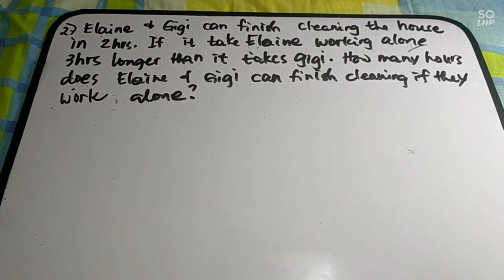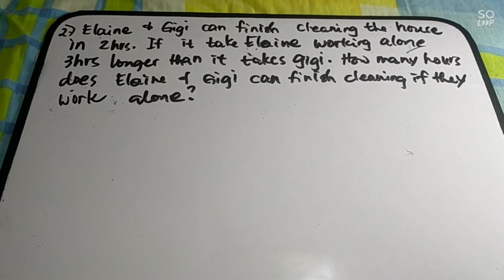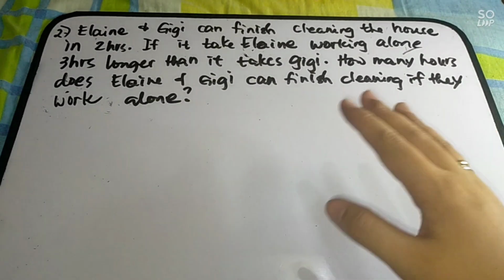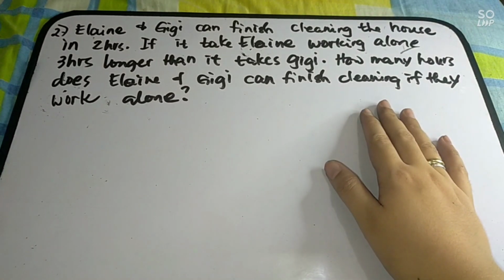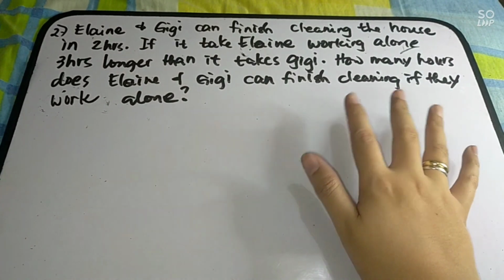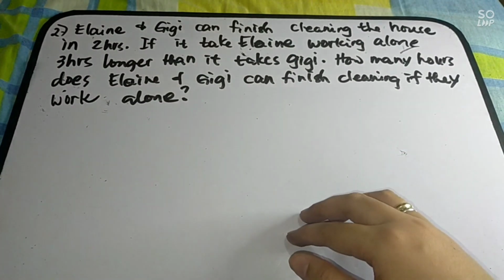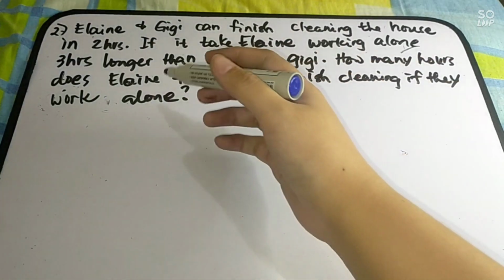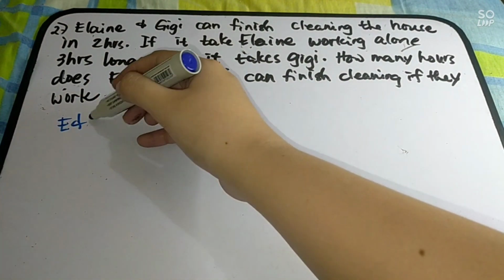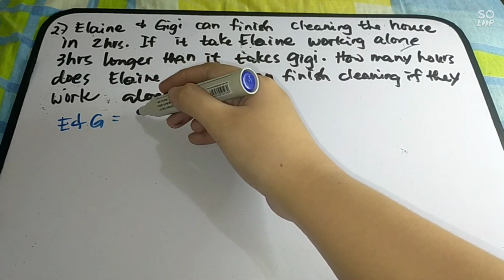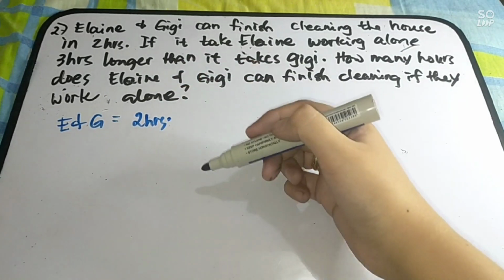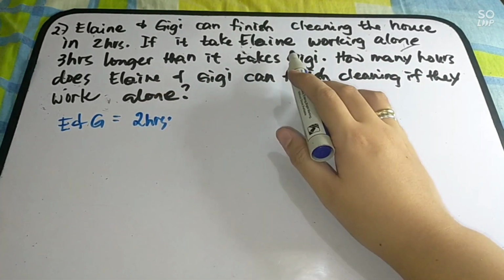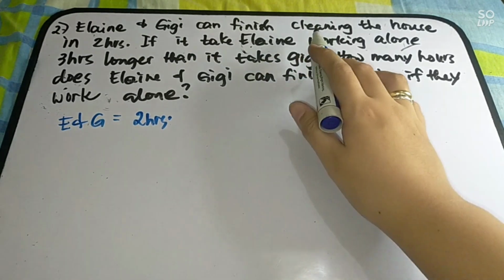Number 2. Elaine and Gigi can finish cleaning the house in 2 hours. If it takes Elaine working alone 3 hours longer than it takes Gigi, how many hours can Elaine and Gigi finish cleaning if they work alone? So, kapag silang dalawa ni Elaine and Gigi, 2 hours lang daw. Elaine and Gigi. So, this is together. 2 hours.